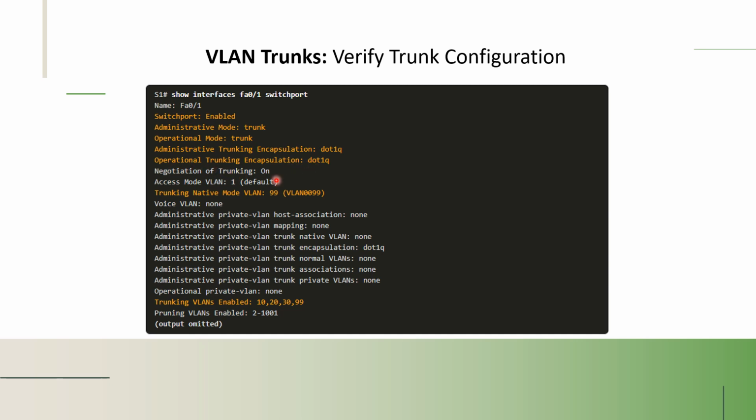Now here it says the protocol that is supported for the trunking encapsulation. The trunk native mode VLAN will be VLAN 99, which is different from VLAN 1. And the trunking VLANs enabled, that are allowed to forward traffic, will be VLANs 10, 20, 30, and 99. The top highlighted area shown here has its administrative mode set to trunk. So the port is in trunking mode.